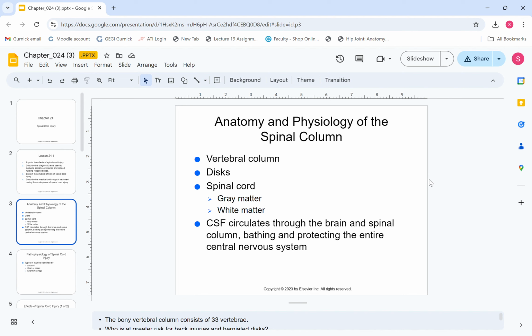And if the disc does herniate and poke out beyond the bones of the vertebra that they're sitting in between, it can actually poke out enough to push on a nerve in your back. And so that's why people have back pain sometimes when they injure their disc or they have a herniated disc.